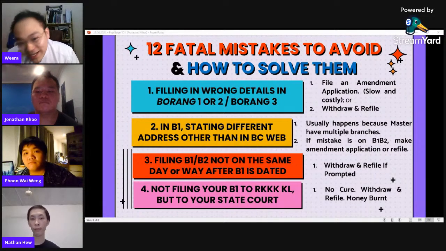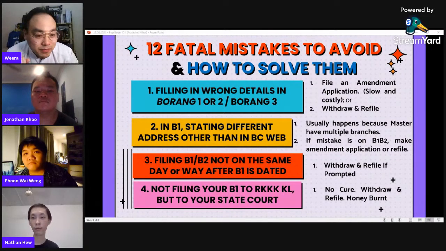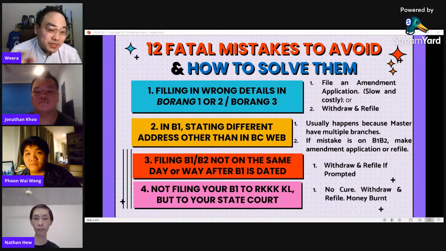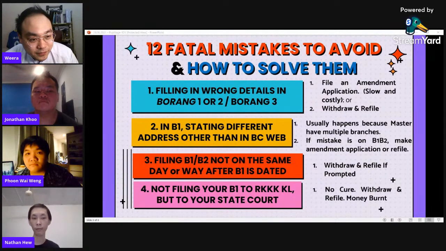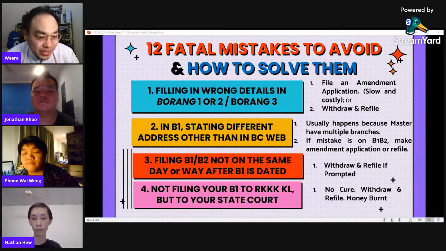Okay, and then it leads to my second problem here in Borang 1. For example, one of the common mistakes while filling in the details would be stating a different address other than your master's address that is contained in the legal directory. Okay, we will go through how to fill in the Borang 1 and the other Borangs later on, but for the time being, I will just do a very short demo.